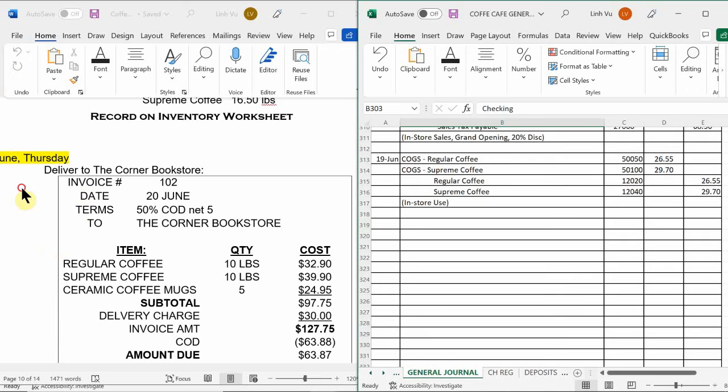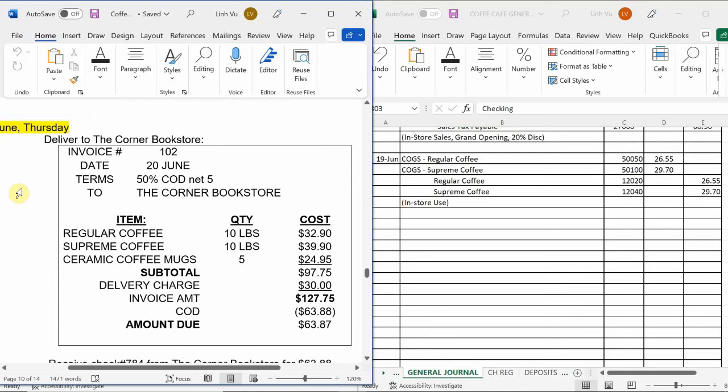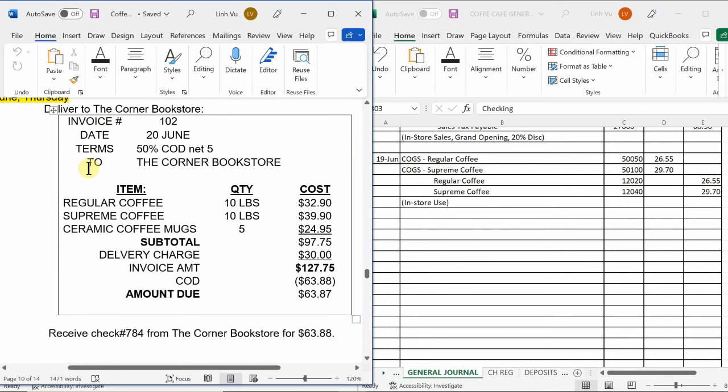On June 20th, we delivered to the corner bookstore, right? Invoice number 102. We required a 50% COD net 5. Here, for the corner bookstore, we delivered 10 pounds of regular coffee, 10 pounds of Supreme coffee, 5 coffee mugs, and we received check number 5,784 from the corner bookstore for $63.88. So, how do I journalize this transaction?